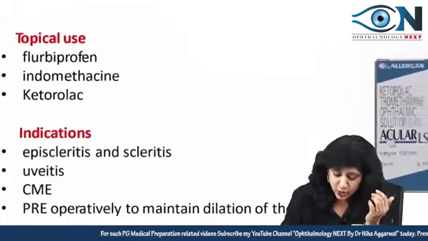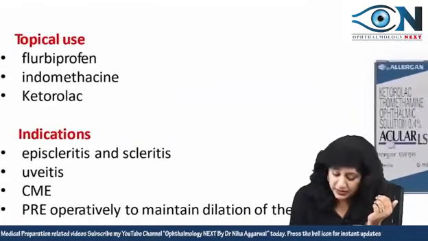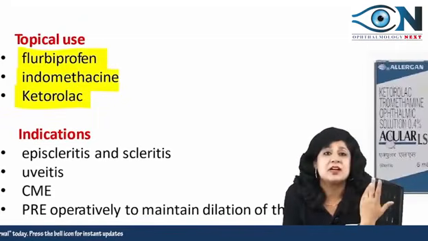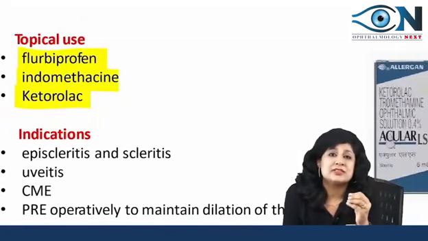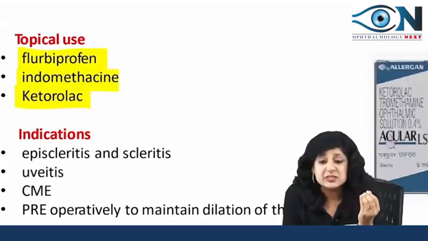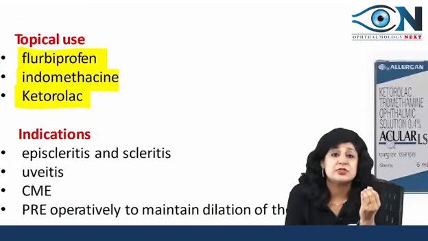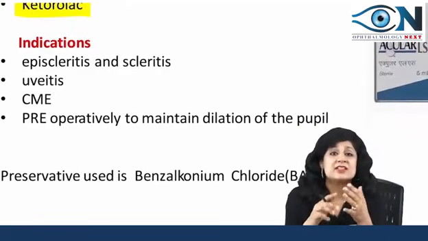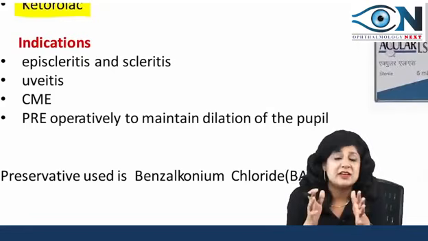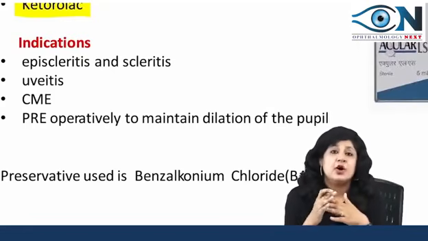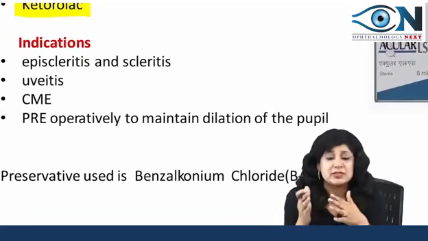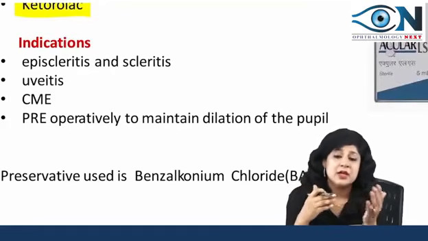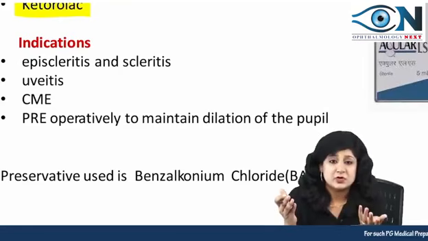start with this. So topically, what are the NSAIDs we can use? We have the flurbiprofen, we have indomethacin, we have ketorolac. All these drugs are also used in cases of allergic conjunctivitis. Indomethacin we are using for CME, we can use it for episcleritis, scleritis, uveitis. Cystoid macular edema is very important, and in every case of cataract surgery, many consultants prefer to give indomethacin SR, that is sustained release, in every case, so that we can avoid the risk of cystoid macular edema.